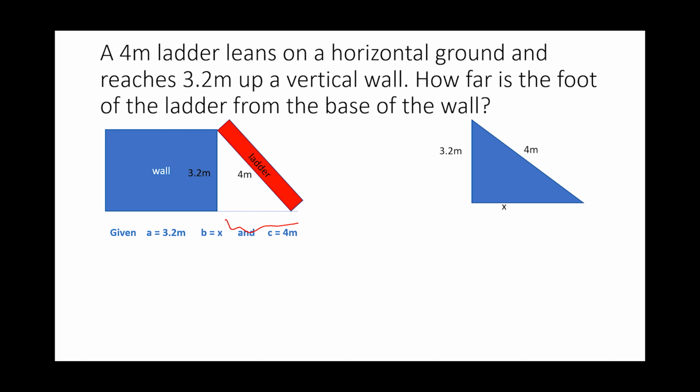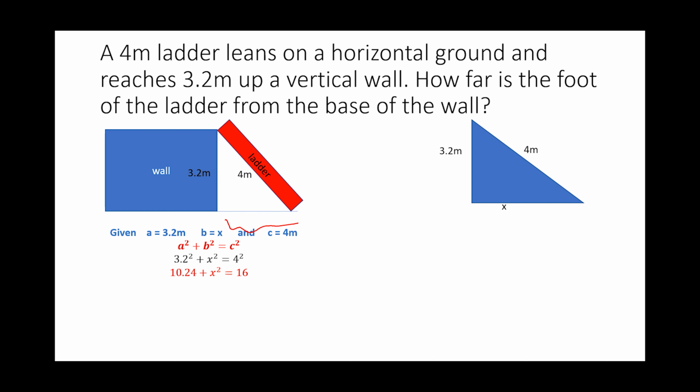Let that leg be x. So given A is 3.2, B is x and C is 4 meters. Careful, units are meters, so B, the final answer, will be in meters. Now we plug it in: A squared plus B squared equals C squared. We have 3.2 squared plus x squared equals 4 squared. When simplified, 3.2 times 3.2 gives us 10.24, plus x squared equals 16. 4 times 4 is 16.